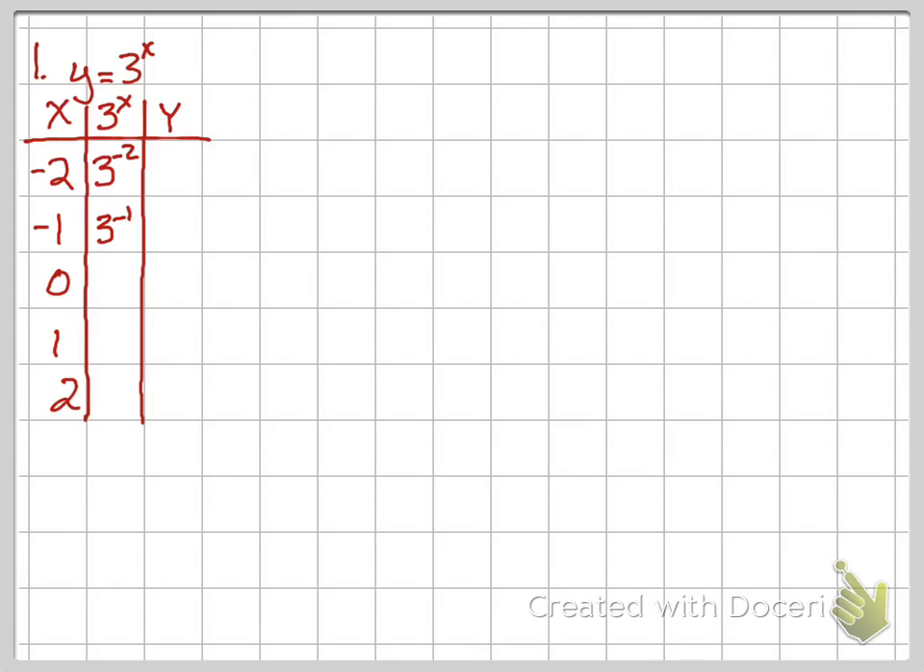Let's look at our table. First of all, we've got x, we've got 3 to the x power, and then we have y. They've already filled out the -2 for us. So we're going to go -2, -1, 0, 1, 2. Let's just fill out the 3 to the x power, and then we'll do the y's. So we have 3 to the -2, 3 to the -1, 3 to the 0, 3 to the 1, and 3 to the 2.